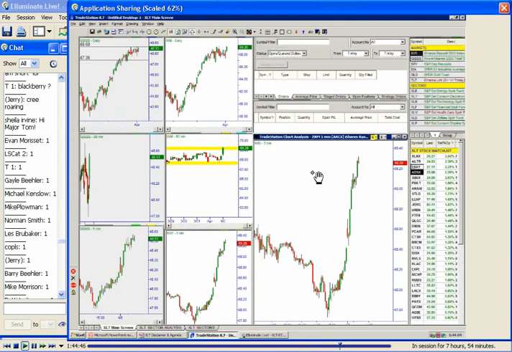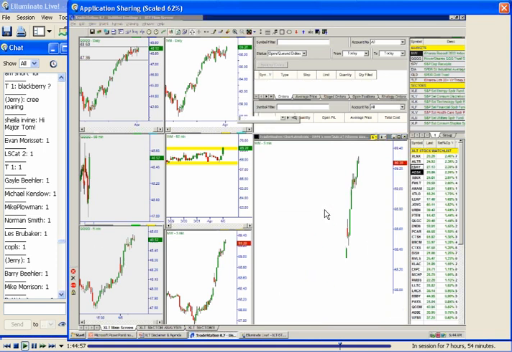Okay, here we go. Getting a little red candle right now. Nothing so far. Qualcomm.